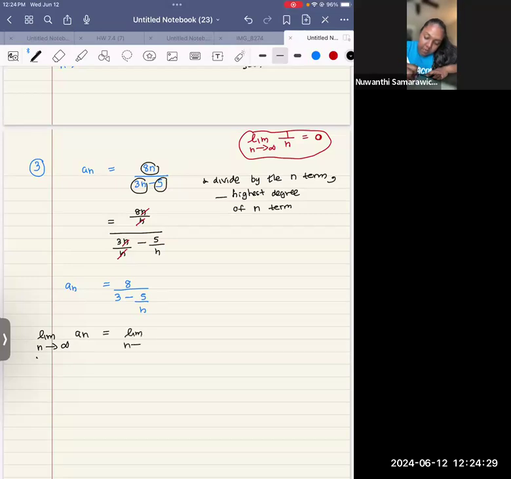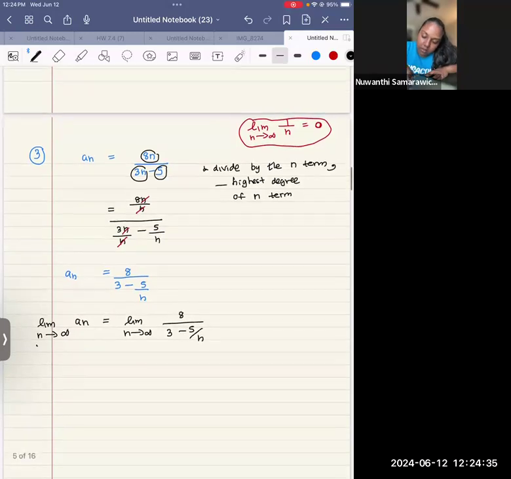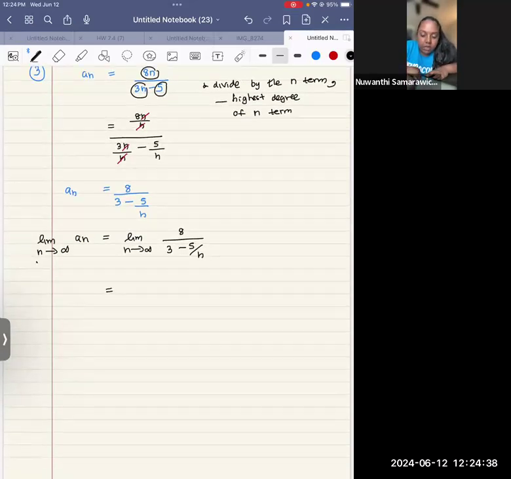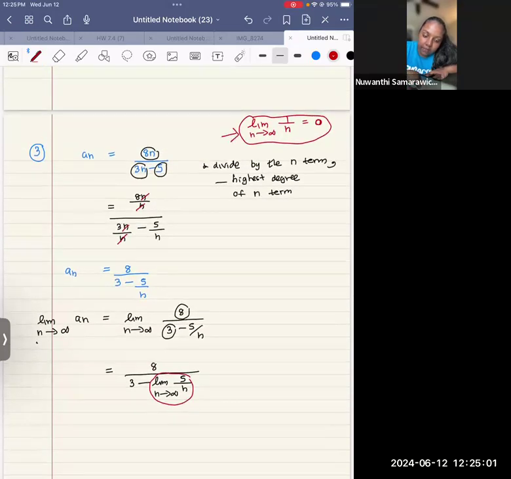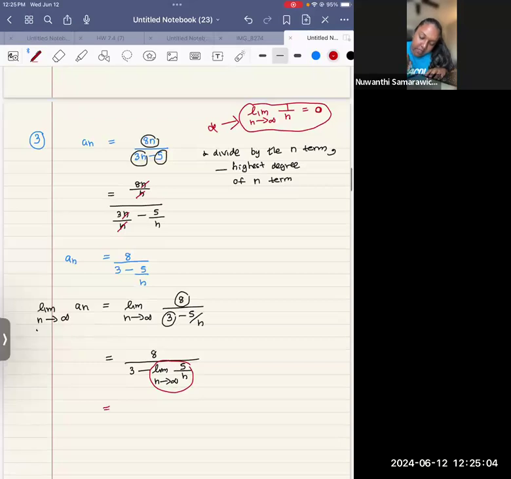So the limit as n approaches infinity of 8 over 3 minus 5 over n. We can use the limit of a constant is again the constant, so the limit of a constant is 3, minus the limit as n approaches infinity of 5 over n. If we take 5 in front of the limit, then we will have this kind again, right? So if n goes to infinity, 3 minus 0, so that is 8 over 3.